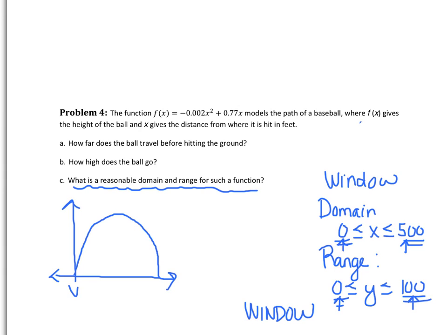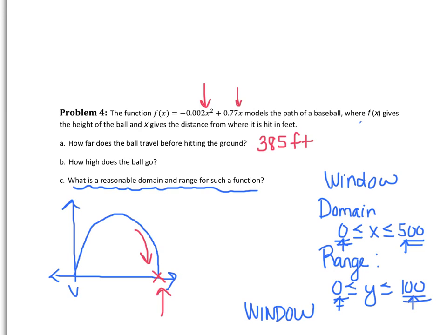It says, how far does the ball travel before hitting the ground? You got to think of what you're actually looking for. I'm trying to find that 0 right there. So you can use your second calc 0 feature again. Go left bound, right bound, so you're coming in from the left, you're coming in from the right, and you're going to find that 0 to be 385 feet. Yep, so that's what the calculator is going to give you. Again, if you put 385 in here, you're going to end up with a y value of 0.